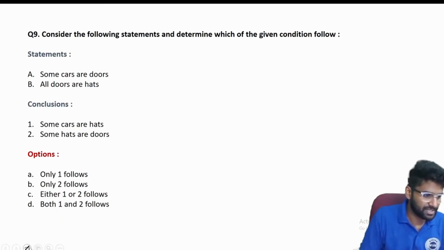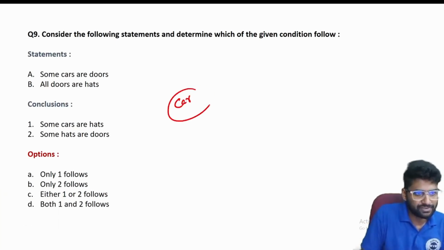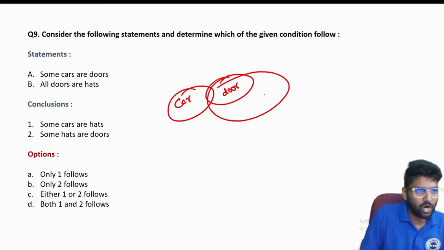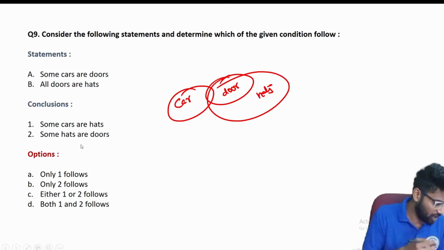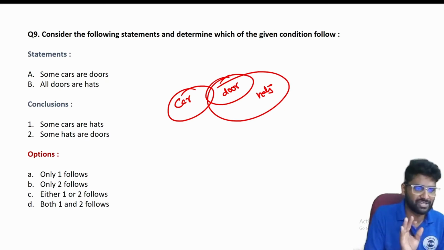Syllogisms. Just try to understand the concept here. Some cars are doors. All doors are hats. Now just go through the conclusions, guys. Remember that if any conclusions are related to all and some, we directly need the relation in the diagram. Otherwise, you never get those conclusions.